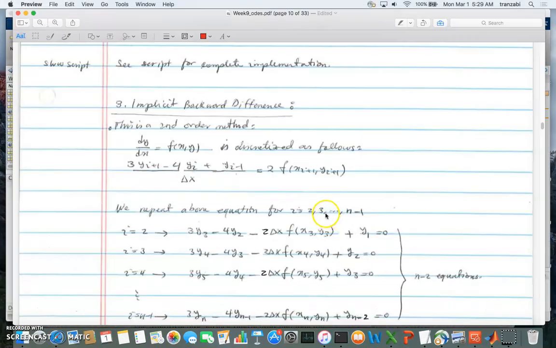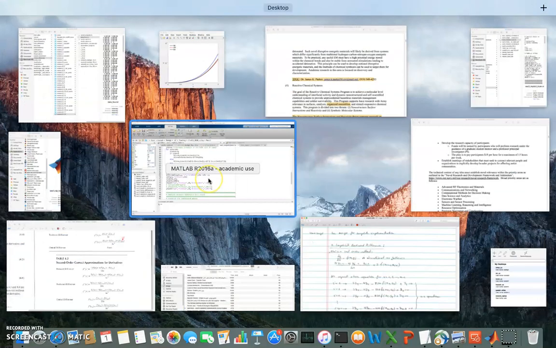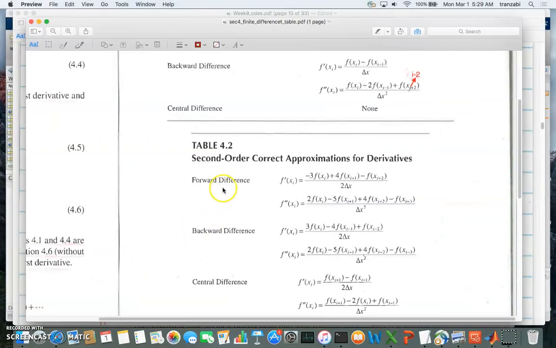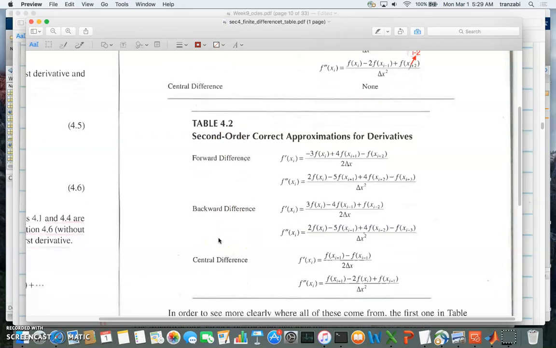Okay, so let's do one example together. Let's say I want to discretize my first derivative using second order backward difference. So I go to this table and look at second order first, backward difference right here, and I'm discretizing the first derivative, so it should be this. So it's 3y i minus 4y i minus 1 plus y i minus 2.